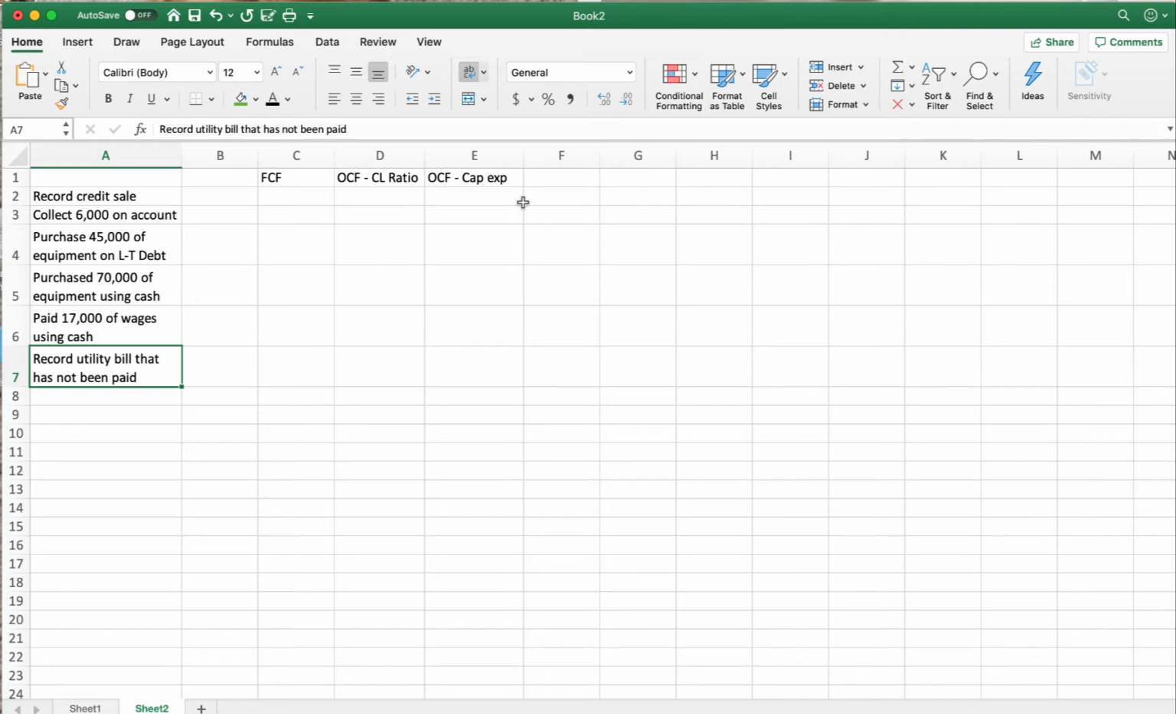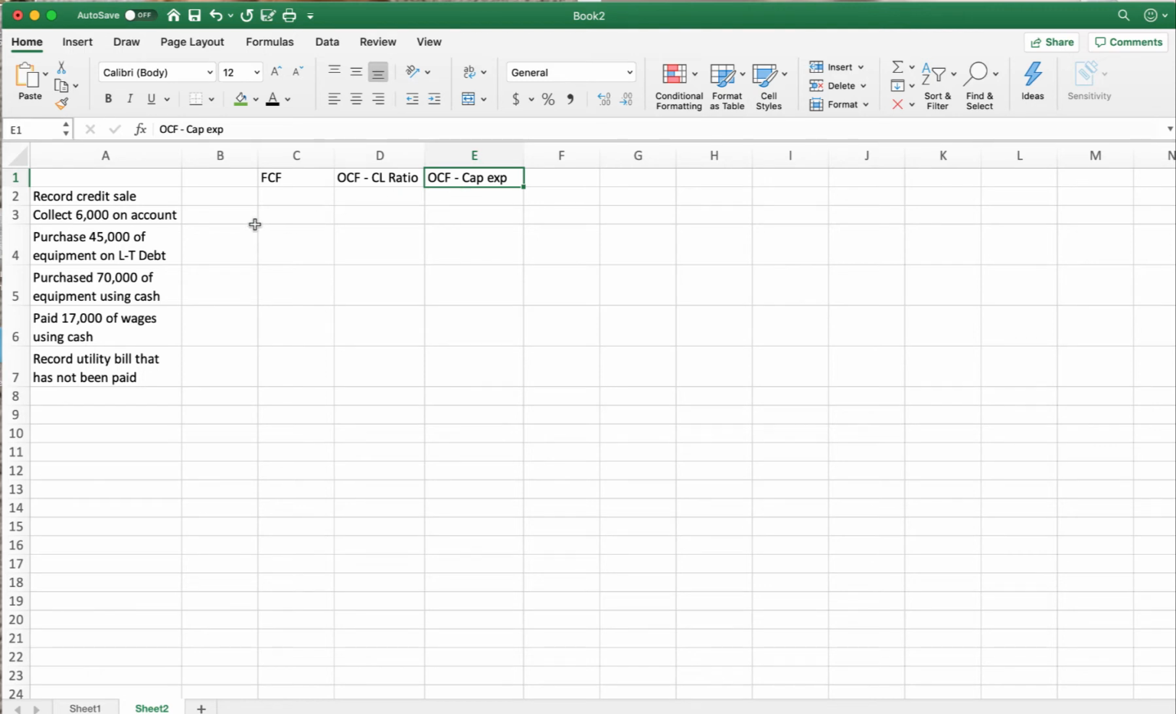Okay? So what we have here is they give us free cash flow. They give us our operating cash flow to current liabilities ratio, and it gives us an amount. And then they give us the cash flow of operation to capital expenditure ratios. And they give us 6 transactions, and they want us to determine within each of these transactions what kind of impact it will have on free cash flow, operating cash flow to current liability ratio, and operating cash flow to capital expenditures.